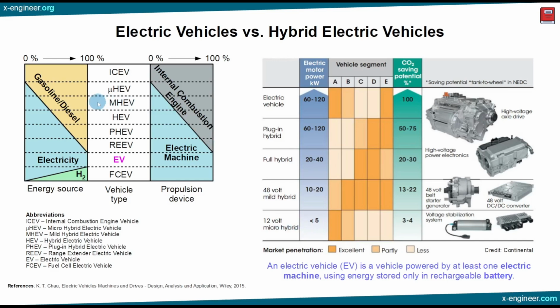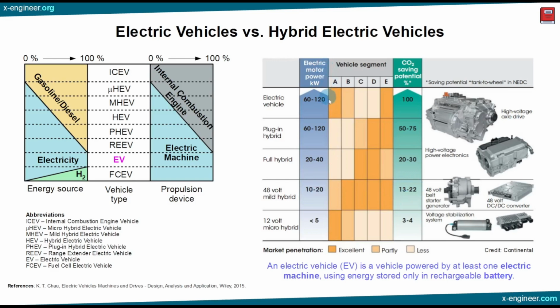The next type of hybrid electric vehicle is the MHEV, which stands for mild hybrid electric vehicle. In this case, we have an electric machine which can have the role of an alternator and also of a motor. Usually MHEV systems are 48-volt systems, and the installed power for the electric machine is around 10 or 20 kilowatts. Increasing the level of electrical power will bring higher benefit in terms of CO2 potential.